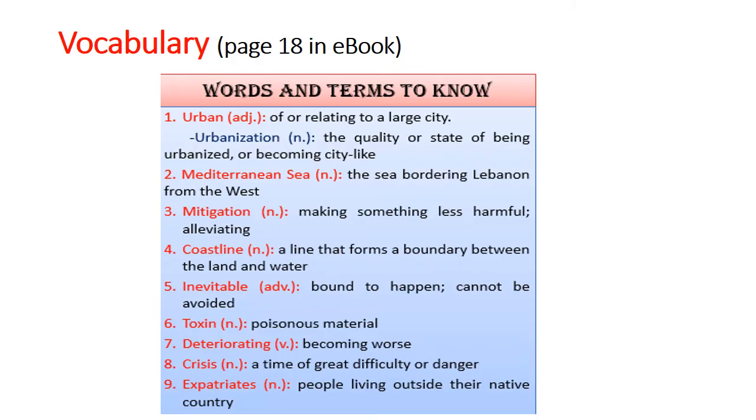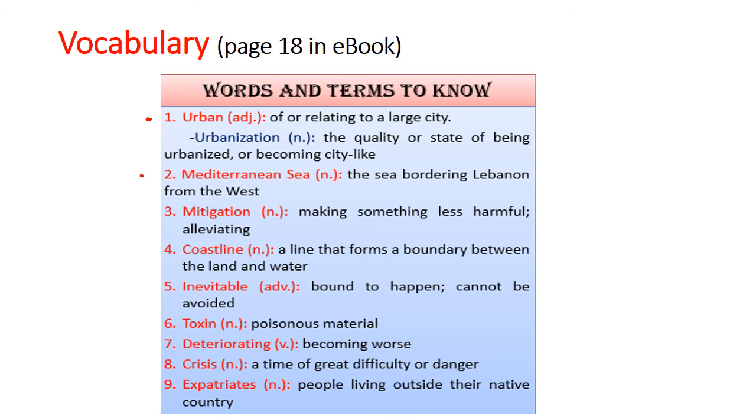Now, words and terms to know. Let me explain them with you before you read the text which I will assign for you. Urban. We took this last year. Urban: of or relating to a large city. Urbanization: the quality or state of being urbanized or becoming city-like. Generally, in developing countries, there is a movement of urbanization. People are moving from rural areas, the opposite of urban is rural, R-U-R-A-L, to urban areas, the city, for better jobs, better lives, etc.